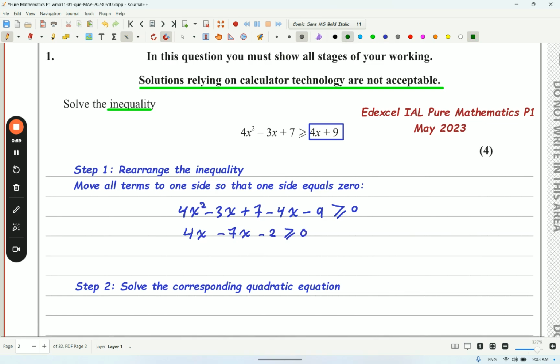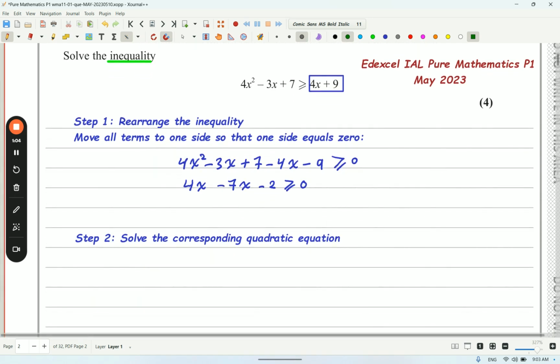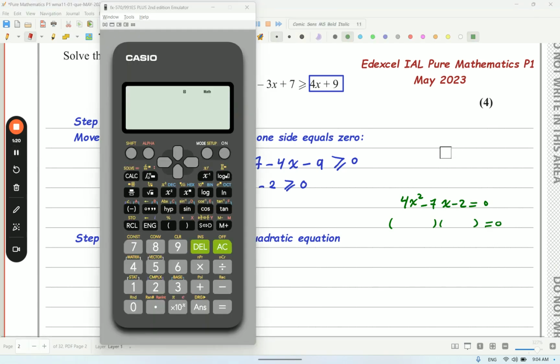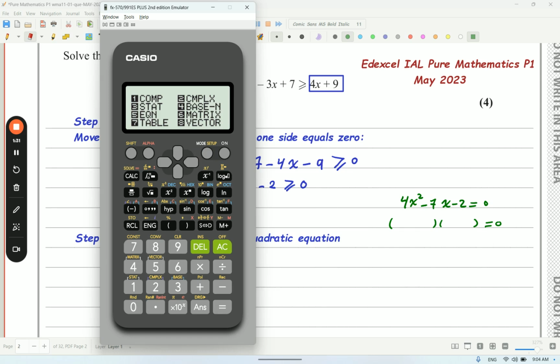Next step, we have to solve the corresponding quadratic equation. The corresponding quadratic equation means I have to solve 4x to the power of 2 minus 7x minus 2 equals 0. It means I should write it as a product of linear factors. So rewriting 4x squared minus 7x minus 2 equals 0 as a product of linear factors, we can use our calculator. So in mode, we have equation, number 5, then we'll have 3 as a quadratic equation.